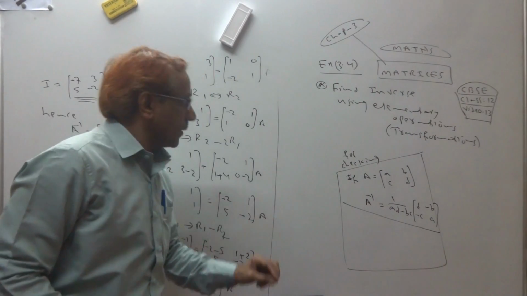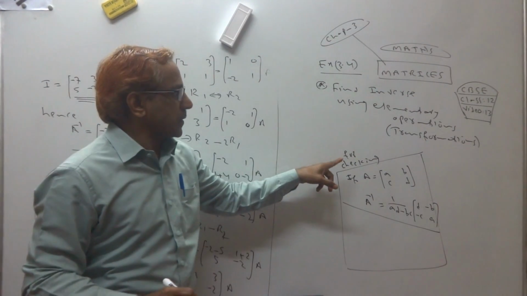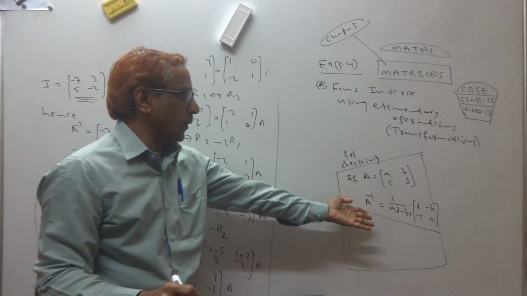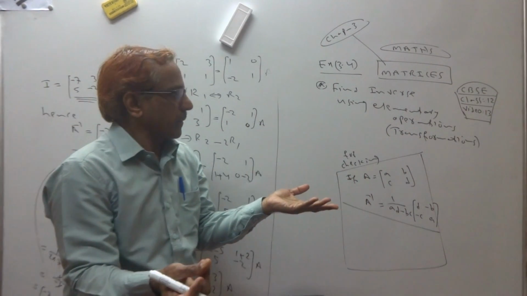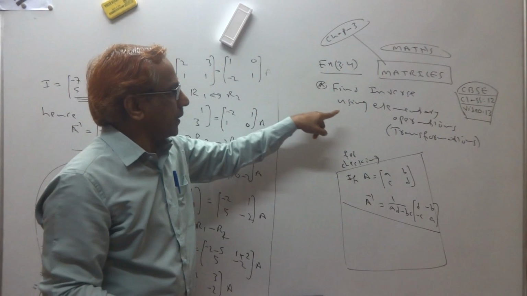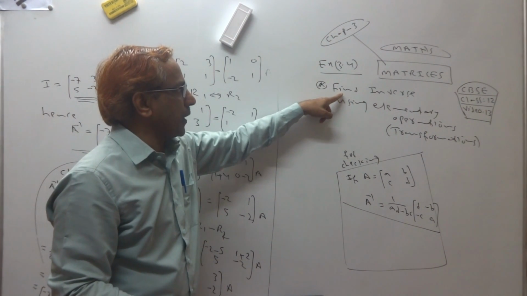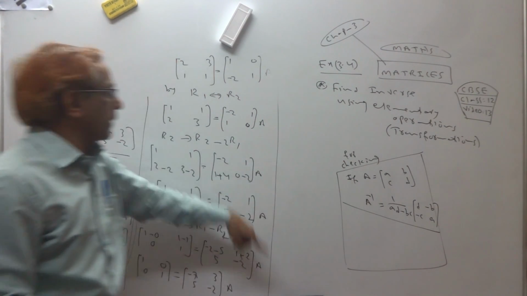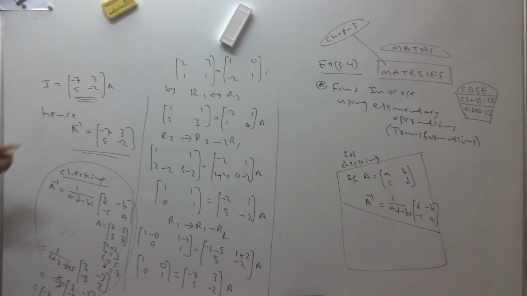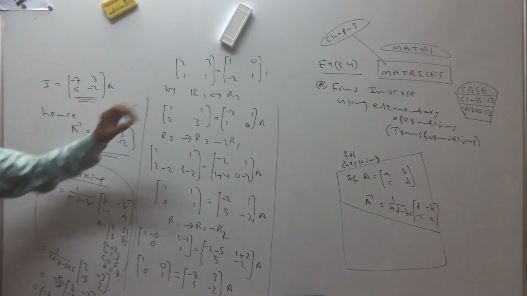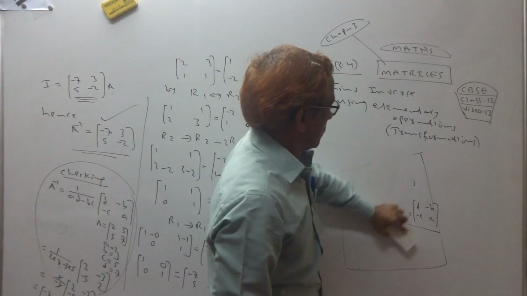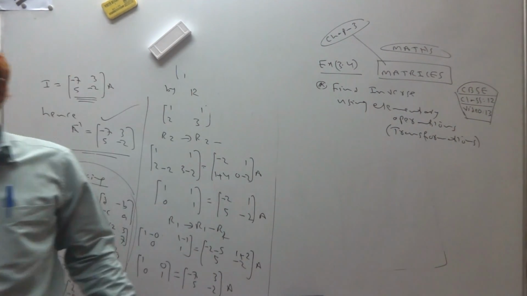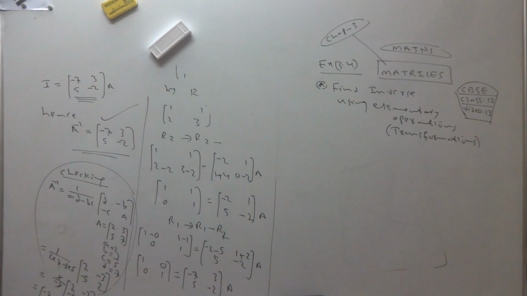Okay. So in competitive exams, suppose the inverse is asked for a 2 by 2, you can use this formula for finding the answer. But when this question comes, to find the inverse using elementary operations, then you must explain completely this way using elementary operations. Okay. So we completed the fourth question. After that I will take one or two more questions.